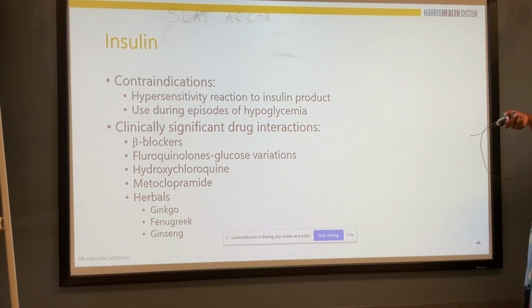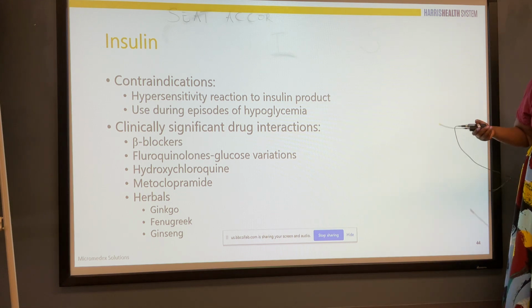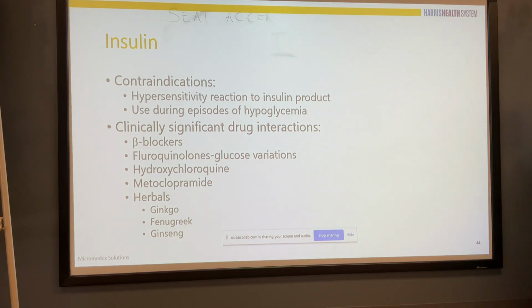Patients that are on corticosteroids for acute therapy might notice that their sugars go up or down. They might have to check their sugars more when using insulin therapy. Metoclopramide is used to treat diabetic gastroparesis, and those patients might notice that they're more at risk for having elevated sugars when on metoclopramide therapy. And these herbals, ginkgo, fenugreek, and ginseng, have been linked to cause hypoglycemia. So it's important to counsel patients about herbal products when they're using insulin.